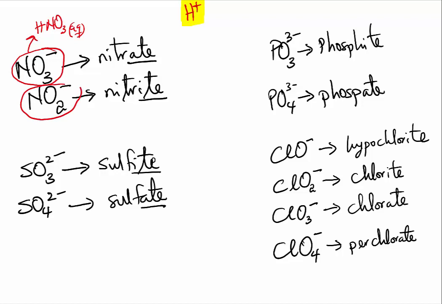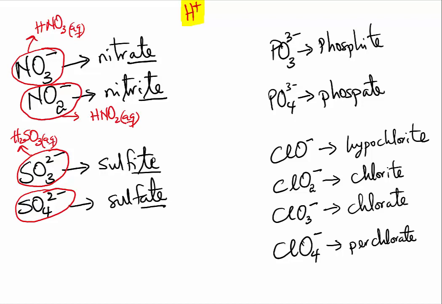NO2 with a charge of -1 on it will then become HNO2, dissolved in water. SO3 with a charge of -2 on it will then form H2SO3 aqueous as the acid. SO4 with a charge of -2 will lead to H2SO4.